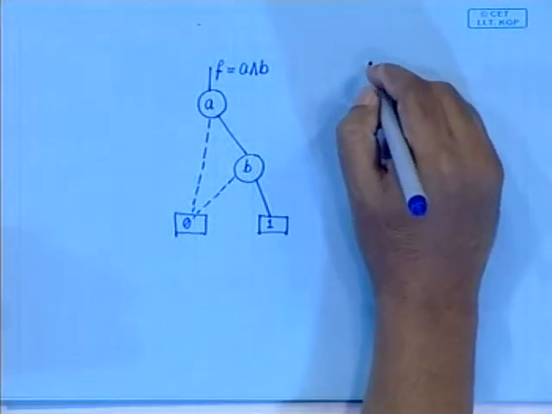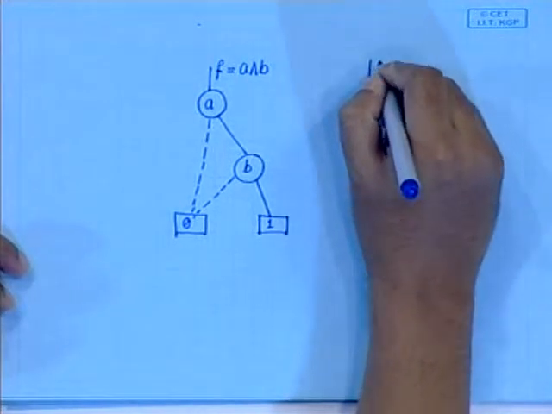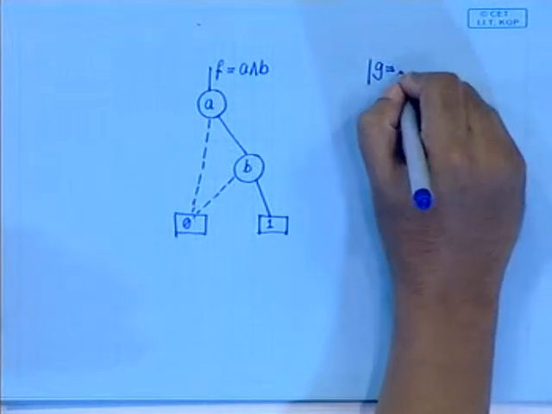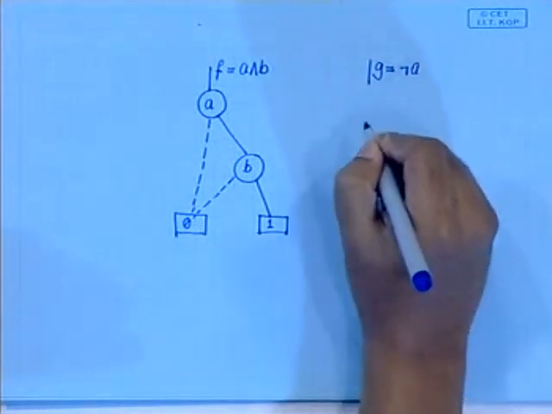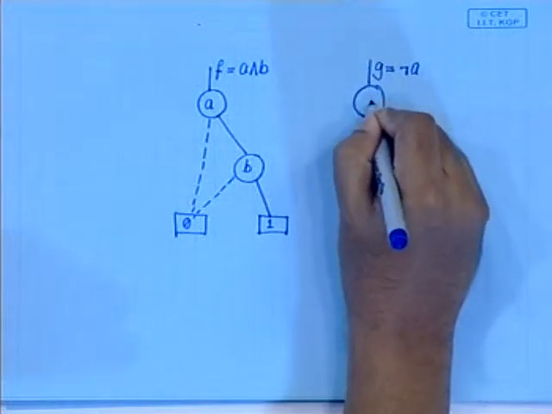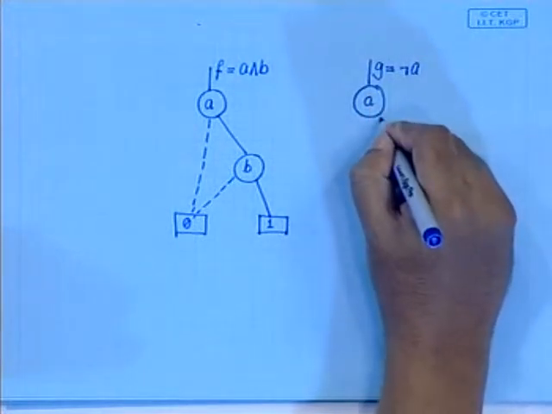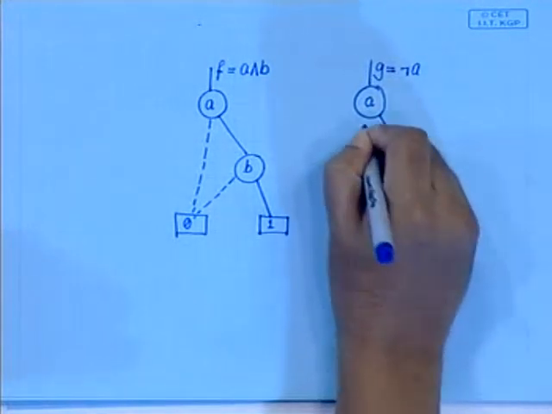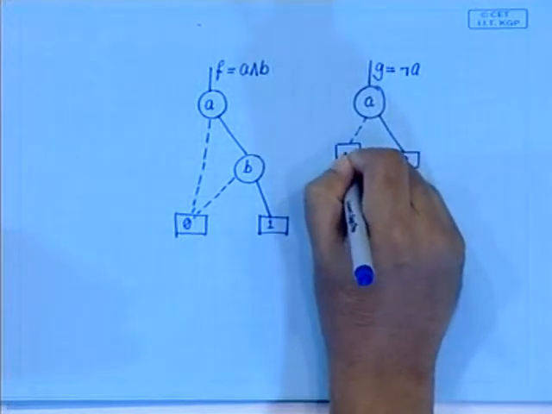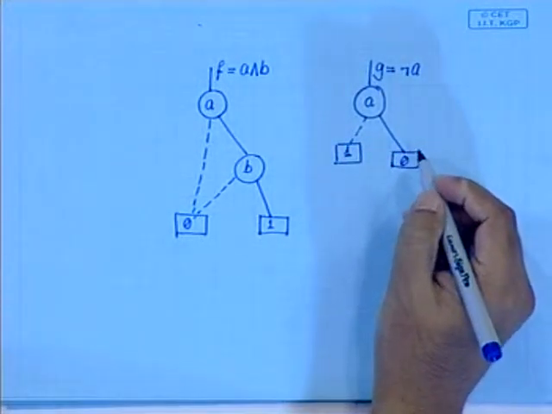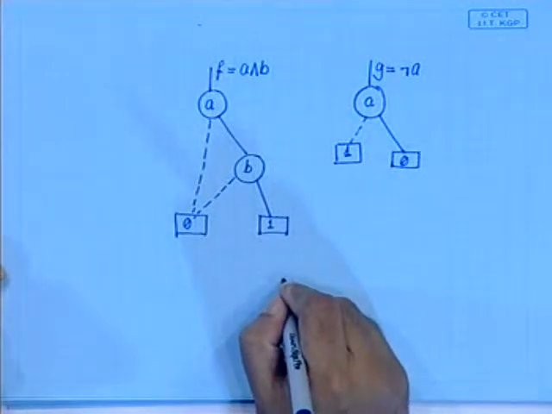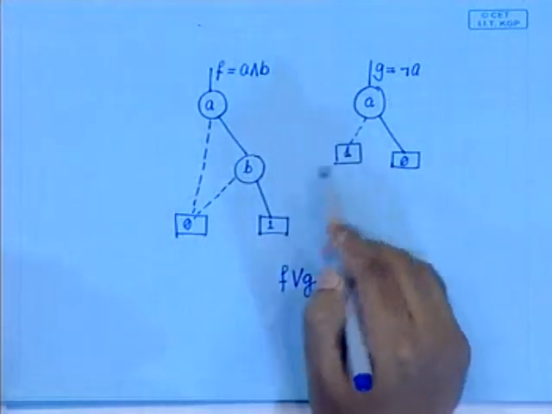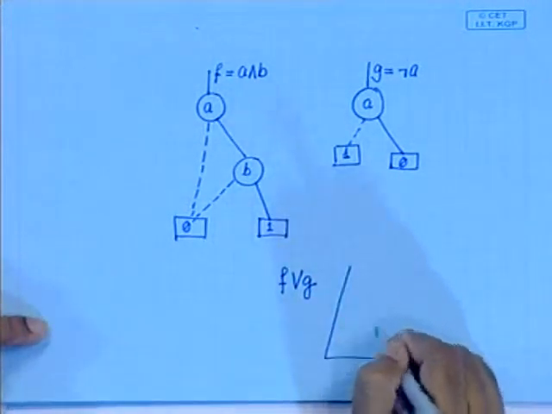Now we were at the point where we were saying that suppose we have another function g, some other function of a and b, let us say that is not of a. That would look like this: when a is 1, we go to 0, and when a is 0, we go to 1. Now suppose I want to compute something like f or g. How do I take these two BDDs and create the BDD corresponding to f or g?